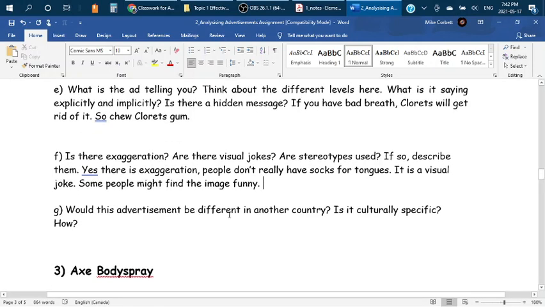And would this advertisement be different in another country? Again, I don't think so. I'm going to say no, but this is more of an opinion question. So if you want to type out a sentence telling me why you think it would be different in a different country, then you go right ahead.